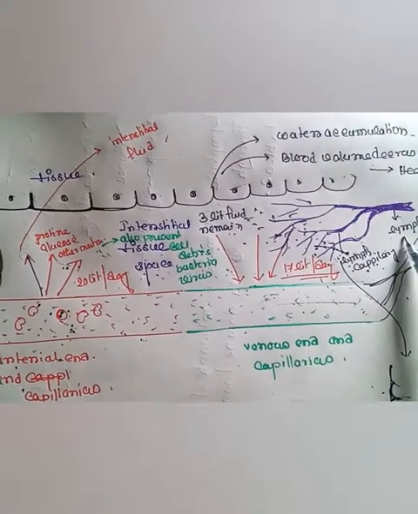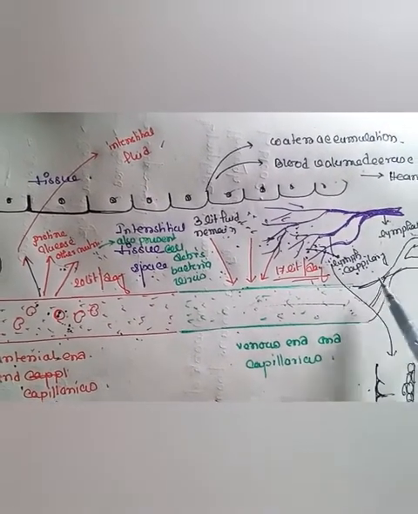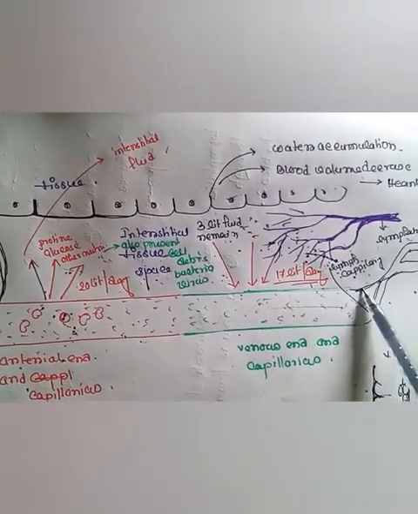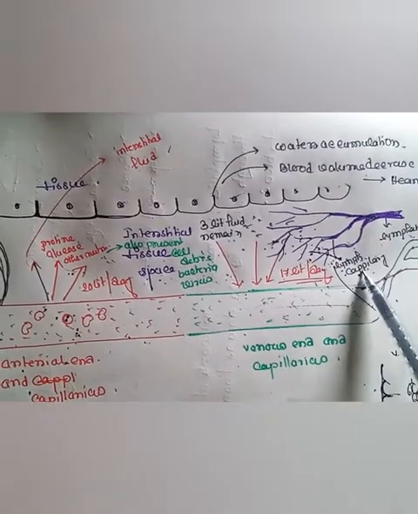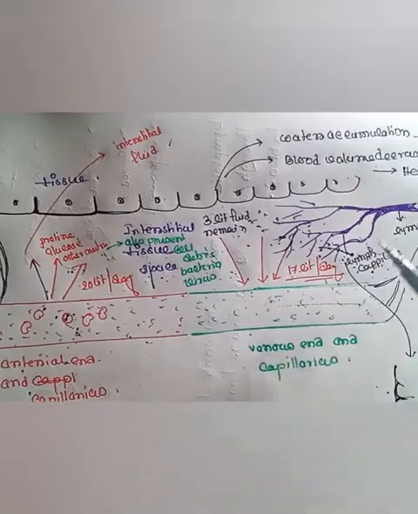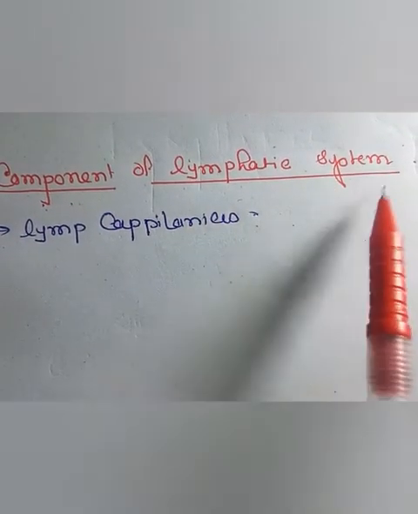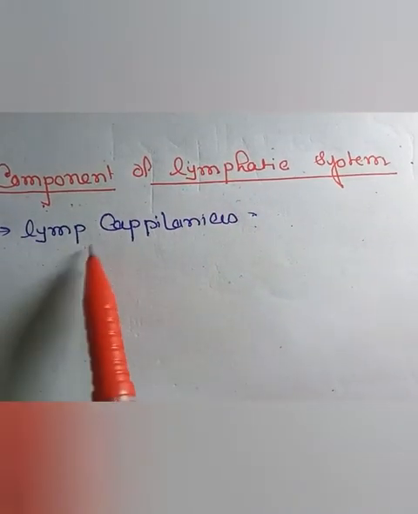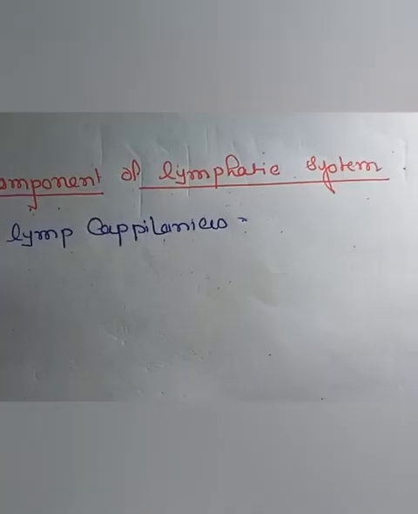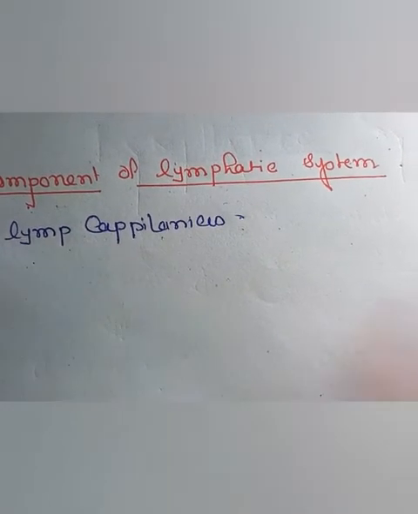In the lymphatic organs, the lymph or fluid is filtered, and the lymphatic organs kill the bacteria or viruses present in the lymph. What are the components of the lymphatic system? First, lymph capillaries. I already told you about the lymph capillaries.